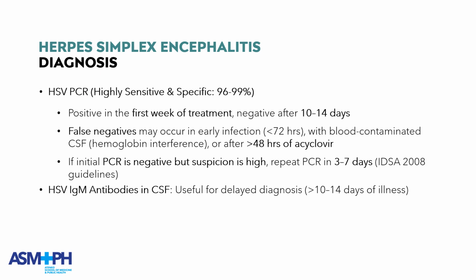HSV PCR is highly sensitive and specific, 96 to 99% respectively, and positive in the first week of treatment and negative after 10 to 14 days. False negatives may occur in early infection, with blood contaminated CSF due to hemoglobin interference, or after more than 48 hours of acyclovir. If the initial PCR is negative but suspicion is high, you can repeat the PCR in 3 to 7 days, and HSV IgM antibodies in CSF are useful for delayed diagnosis.